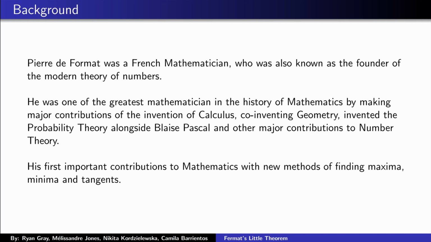Pierre de Fermat was a French mathematician who was also known as the founder of the modern theory of numbers. He was also one of the greatest mathematicians in the history of mathematics, making major contributions such as the invention of calculus and co-inventing geometry. He invented probability theory alongside the famous mathematician Blaise Pascal, and also made other major contributions to number theory. His first important contributions to mathematics were new methods of finding maxima, minima, and tangents.